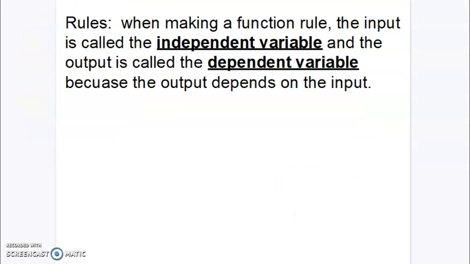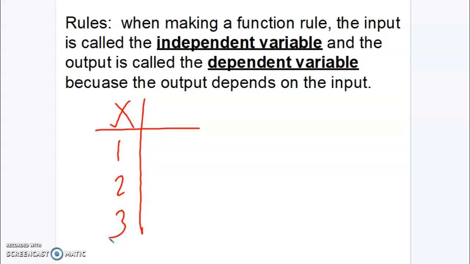The last thing I want to touch on is a rule. When you're making a function rule, which you're going to be doing in the next day or two, all of the independent variables are your input. So I can make all these x values and they don't depend on what y is. I can just make up those numbers. They're independent. But the y values, the output values, depend on the function rule. So I cannot get an answer of y without the x value.